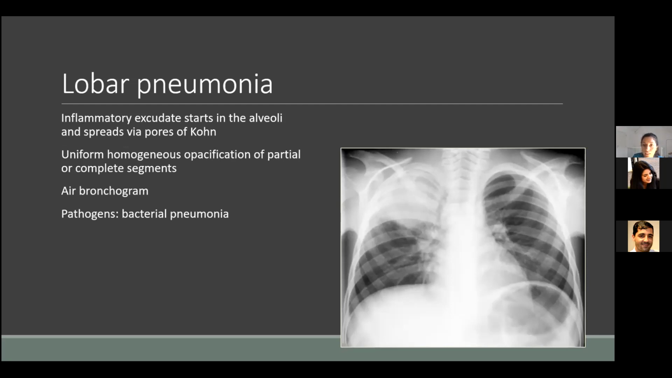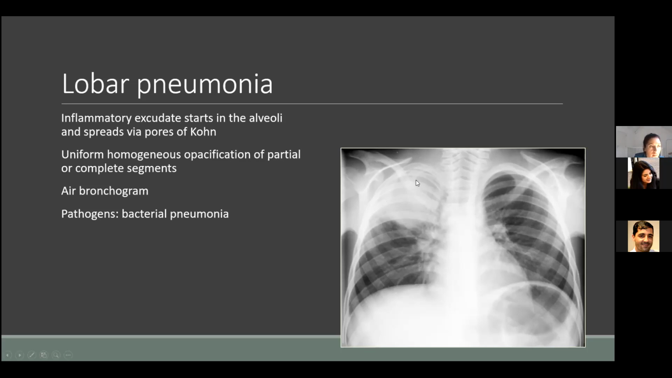So that creates an ill-defined border. As the disease reaches the fissure, this will result in a sharp delineation, as you see on this chest X-ray, since the consolidation will not cross a fissure. As the alveoli that surround the bronchi become more dense, the bronchi will become more visible, resulting in an air bronchogram.